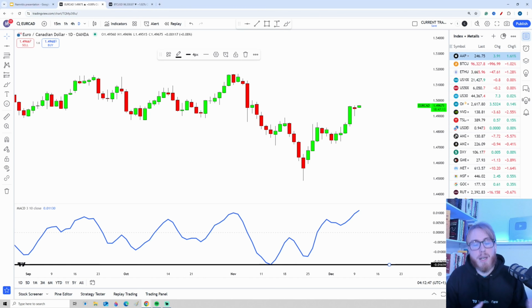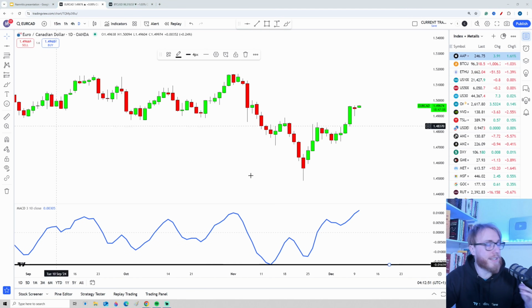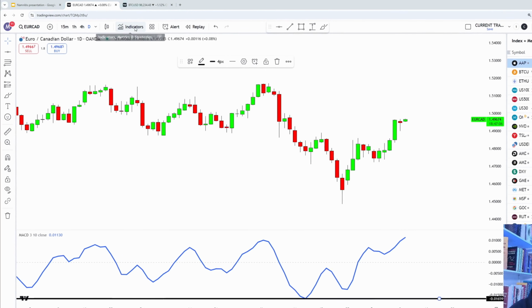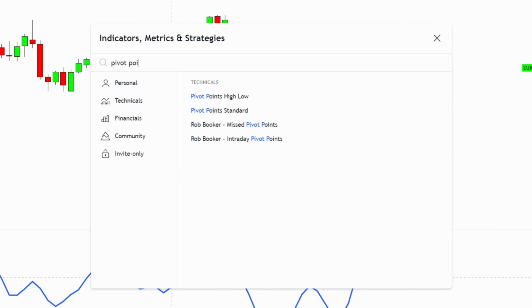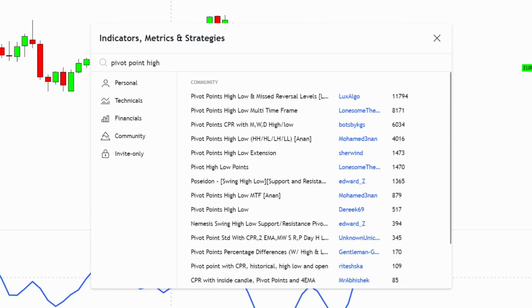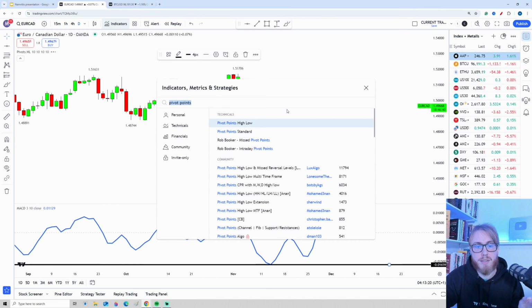But alright, so now the time has come to take a look at our second indicator. To open this indicator up, we once again want to head up here to the indicators tab in TradingView. Now we want to search for pivot points high low, or pivot points. And the indicator we want to open up right here is this one at the top called Pivot Points High and Low. So let's open this one up.